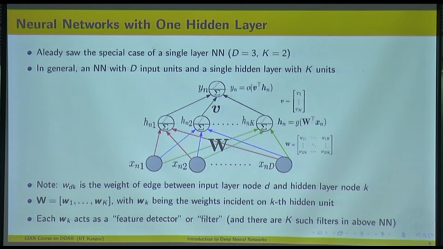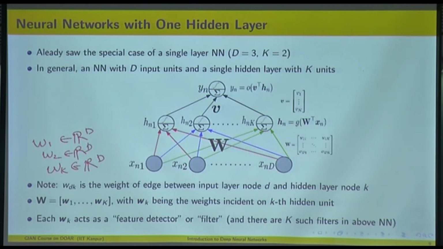I can call all these red weights the W1 vector. What is the size of the W1 vector? D. Likewise, W2 will be the set of weights that connect to the second hidden unit. W capital K will be the set of weights that connect to the Kth hidden unit, and so on. And collectively, I'm calling them big W.